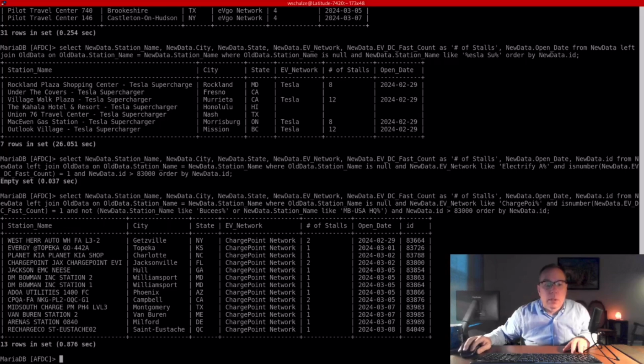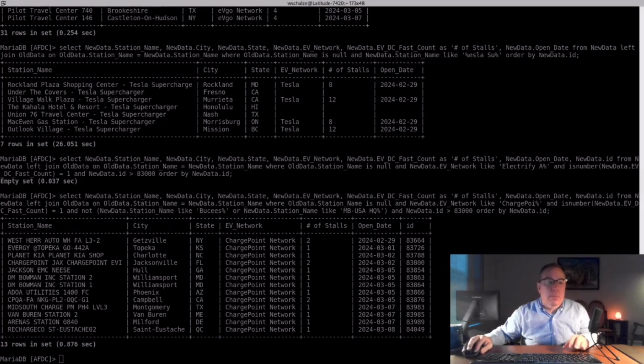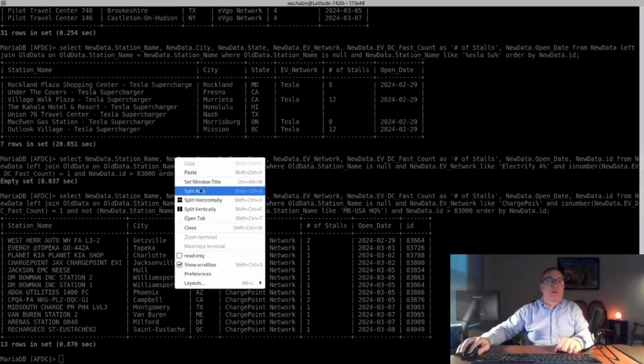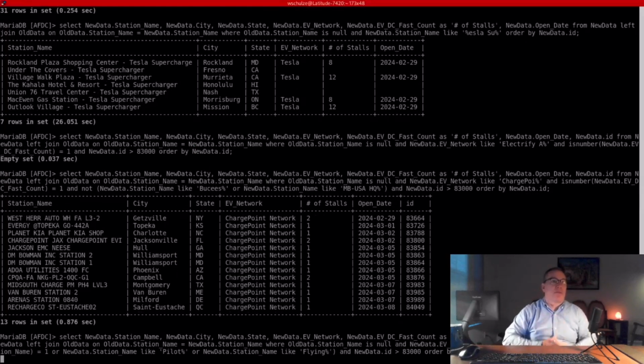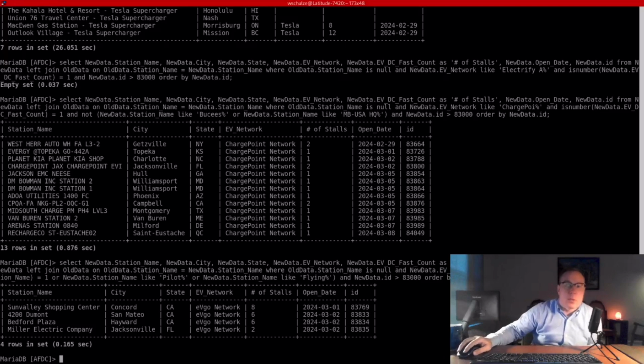Next one is EVgo, and I have pruned out the Pilot Flying J locations out of the EVgo numbers, and they have four stations opened in the past week. According to the General Motors earnings report slide deck, they're going to be building these pretty quickly, and 4 in 1 week for EVgo is a pretty good number. And if you look at the stall counts, it's pretty high and everything, so this is encouraging right here.